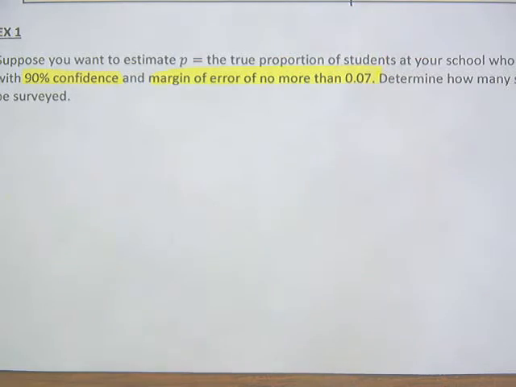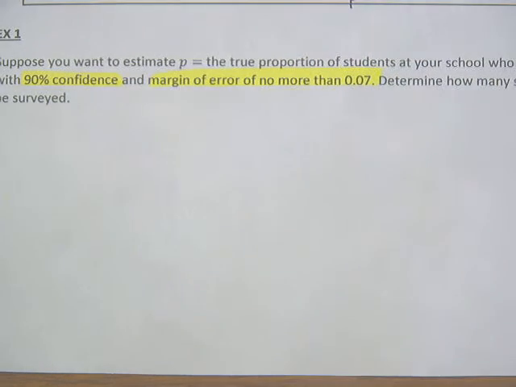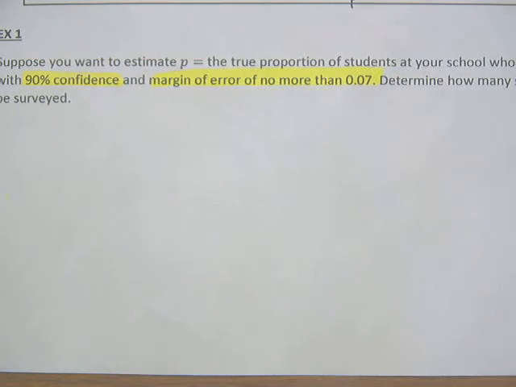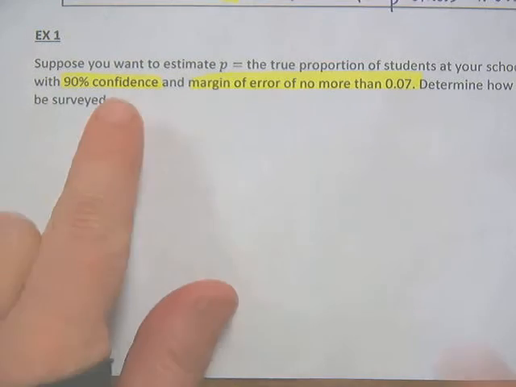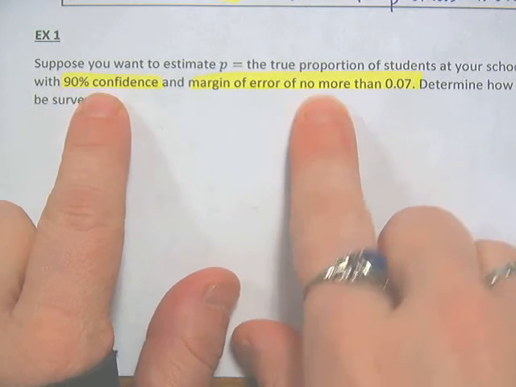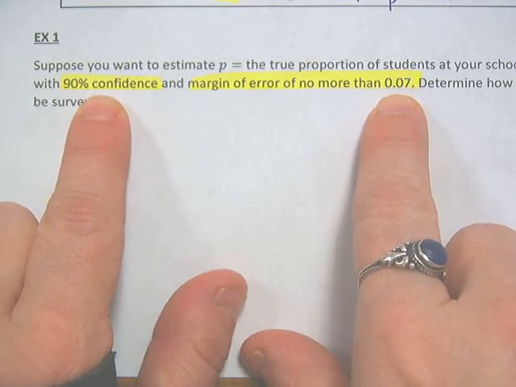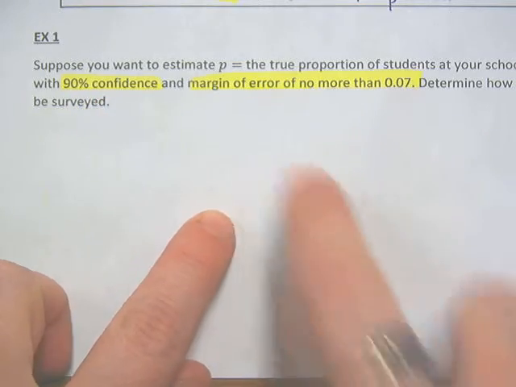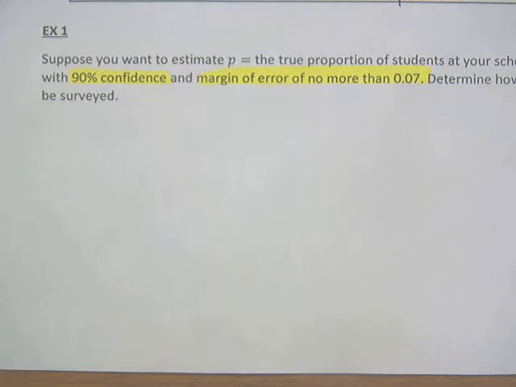And a margin of error of no more than 0.07. So I told you they'd give you your margin of error. There it is. That's what we'll plug in for ME. Determine how many students should be surveyed. So if I am bounded to a 90% confidence interval and a margin of error of 0.07, I can figure out how many students I need to go out and ask, do you have a tattoo or not?